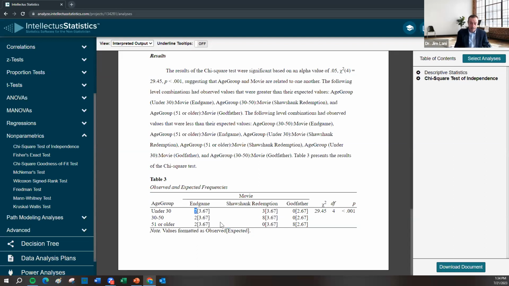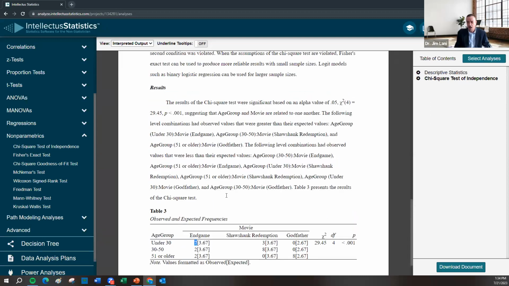So what this means is that for those under 30, 7 individuals identified that they liked Endgame. 3 identified that they liked Shawshank. No one liked The Godfather, and so forth. And for this particular cell, the expected value of individuals was 3.67. So here we can see that there were more folks under 30 that liked Endgame than would be expected by chance.